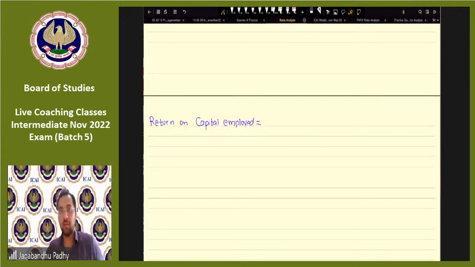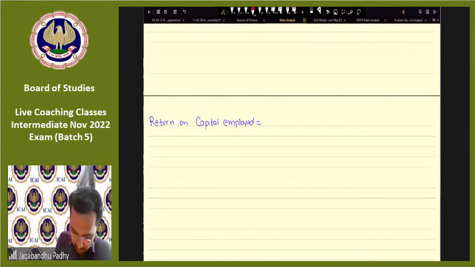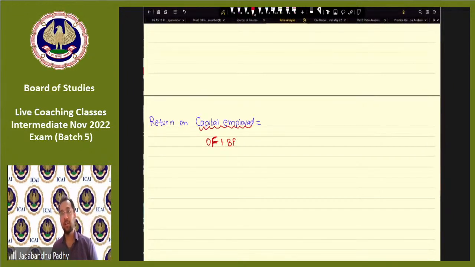It's basically the amount of investment or funds that the company is investing, right? So understand this term: capital employed means owned funds plus borrowed funds. EBIT is earnings before interest and tax. Okay. So return on capital employed.